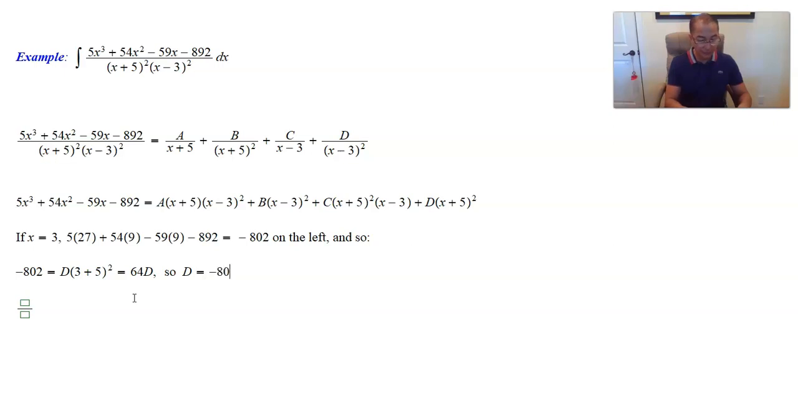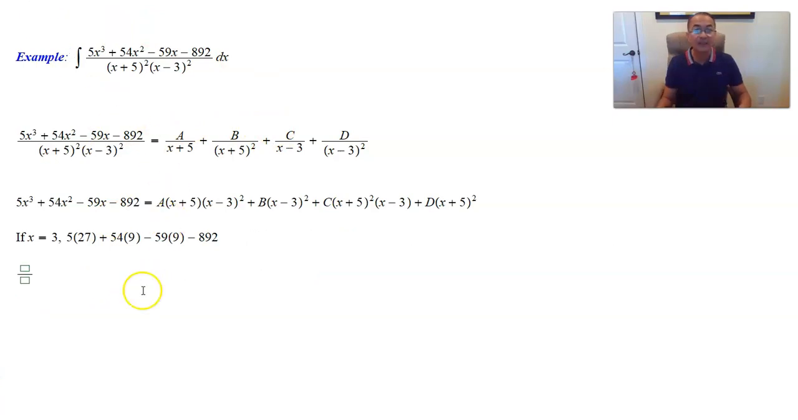Negative 802 divided by 64. What have we got? An ugly fraction, and that's because what was the mistake? I have 2 9s here. No, the minus 59 is just x, so that should be a 3. Okay, not squared. So what is this now? Minus 448. Okay, so minus 448.